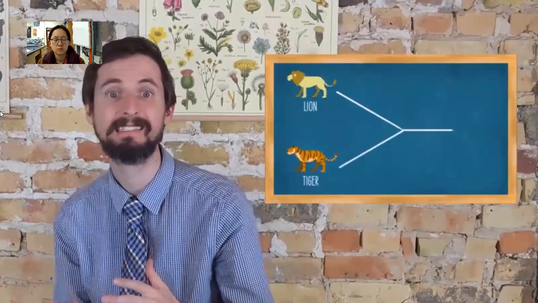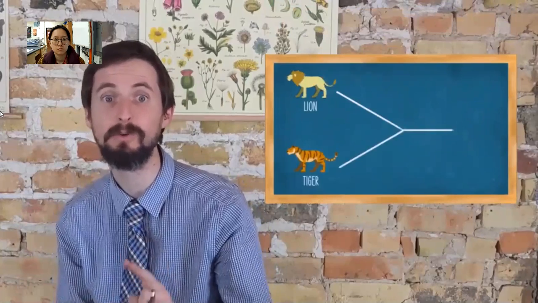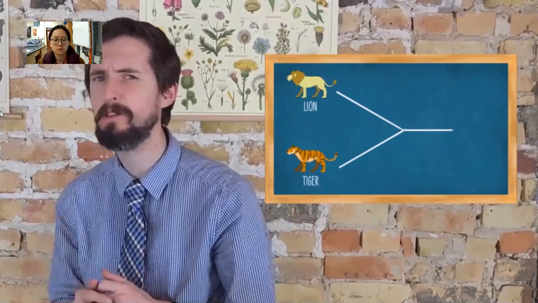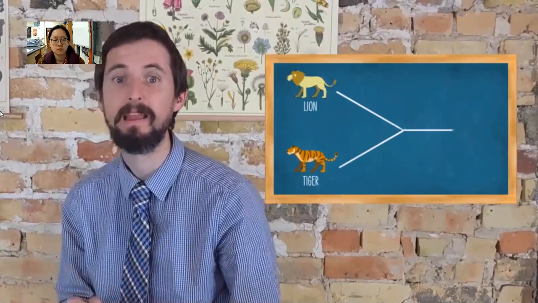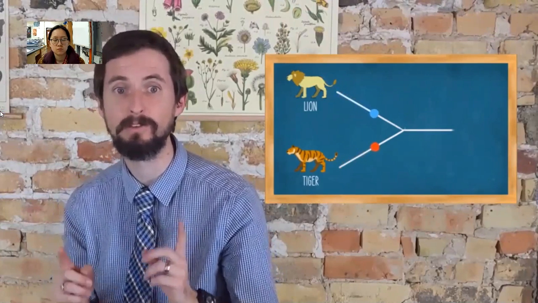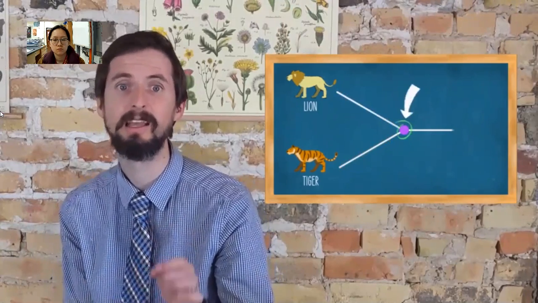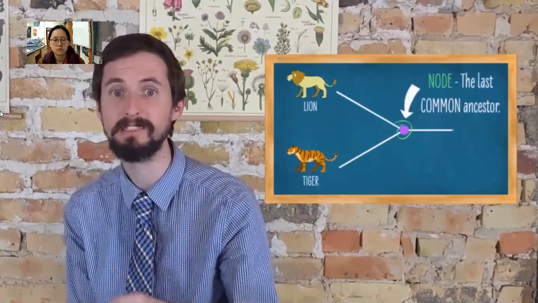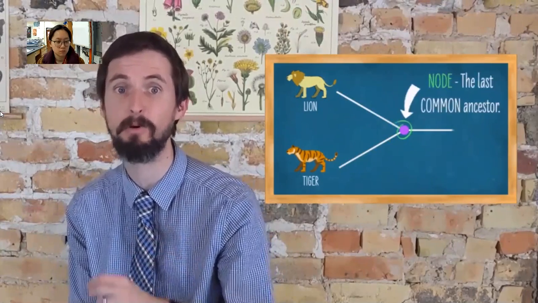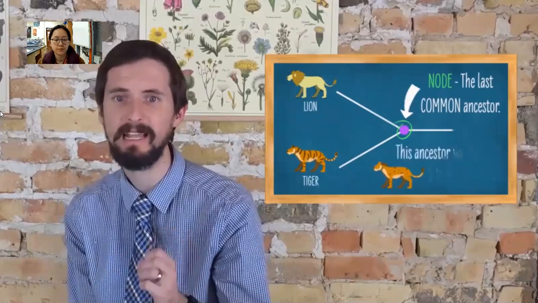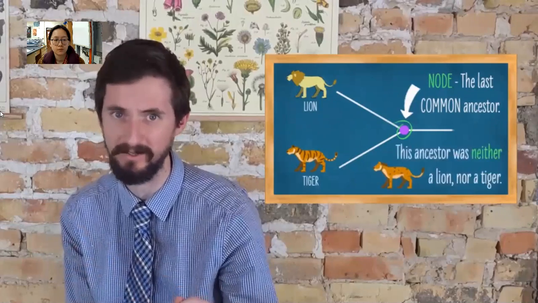If I were to show this as a diagram, I might draw something like this. In this case, I can see that today I have two distinct organisms, lions and tigers. But if I follow the lines back in time long enough, I will run into a point where the two lines intersect. This point of intersection is called a node, and it represents the last common ancestor of both lions and tigers. To be clear, this likely wasn't a lion or a tiger.